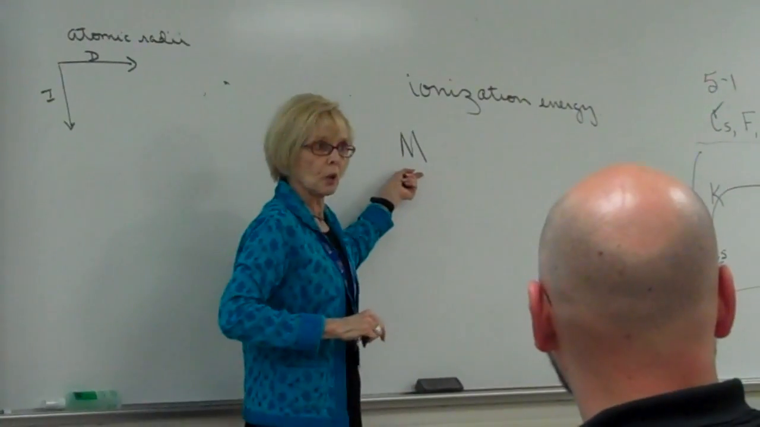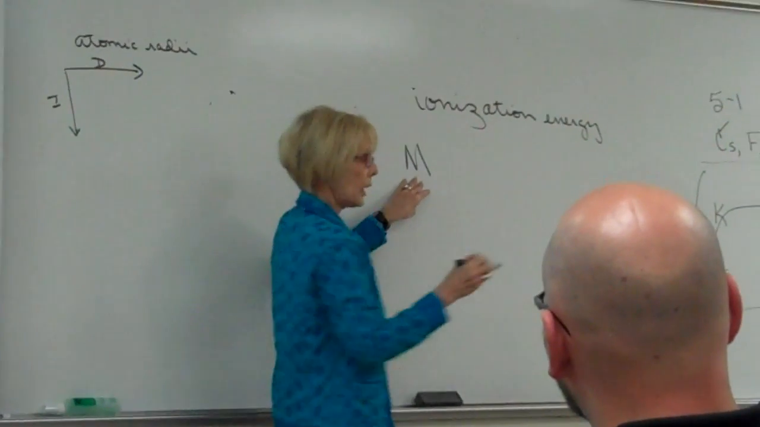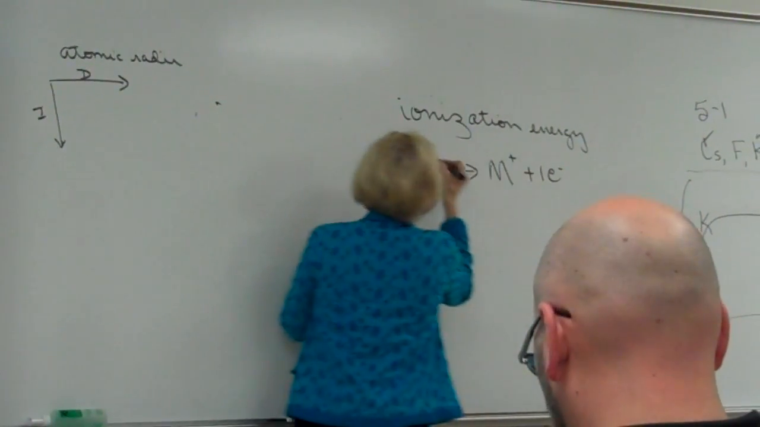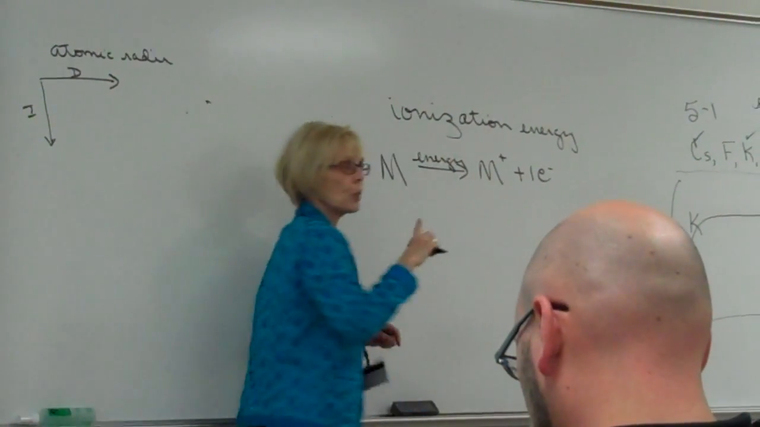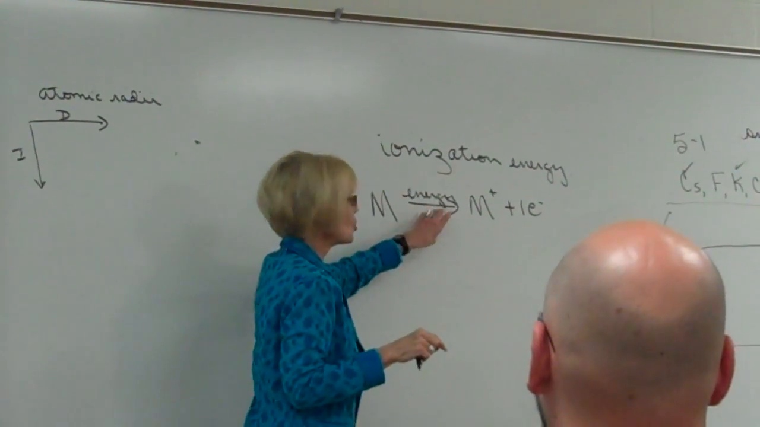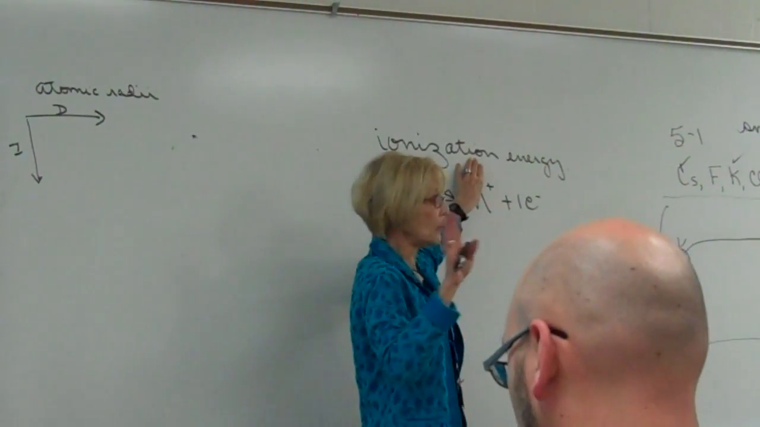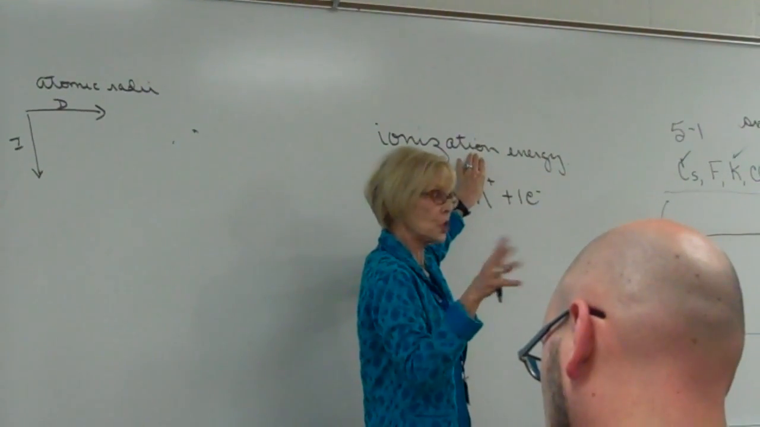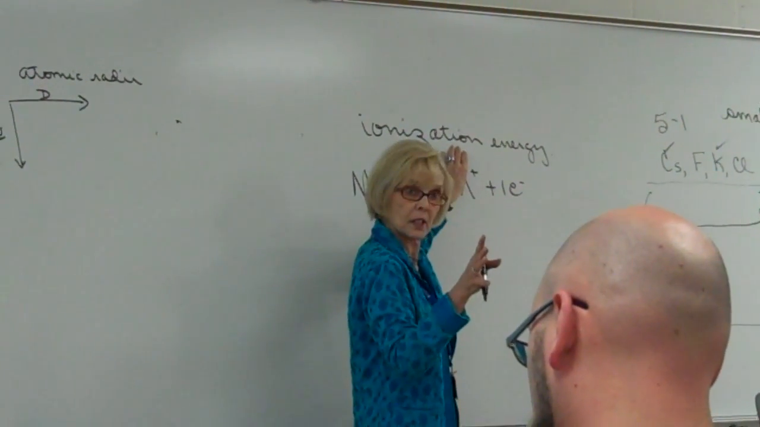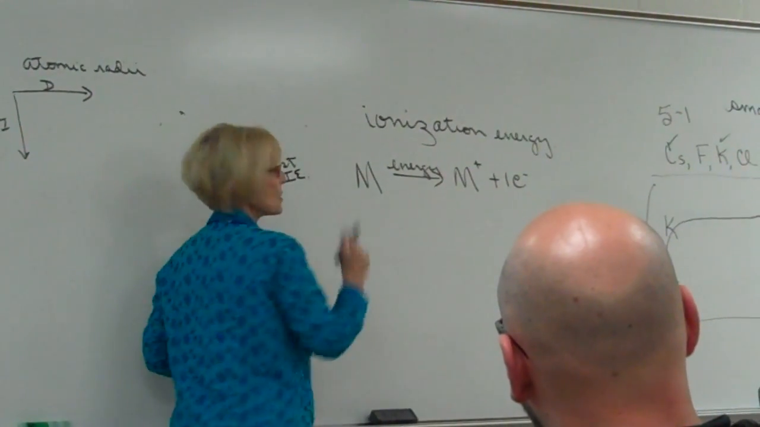Let's start with some neutral element. I'm going to call it M. Usually metals do this. To rip off an electron or steal an electron, it's going to cost you energy. The energy it costs you to make a cation. This term is only for cations. It's not energy to make anions. It's cations only. That's why I don't like the word. I think it's misleading. Okay, this is referred to as the first ionization energy.